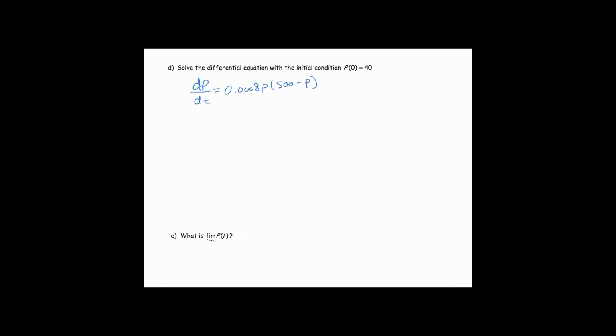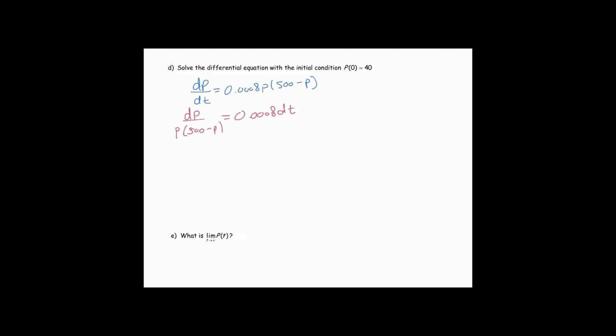and it'll remind you of some of the basic principles of solving a differential equation. So the first thing we need to do is separate the variables. What I usually do is put the p in the 500 minus p with the dp, and I leave the constant over here with the dt.